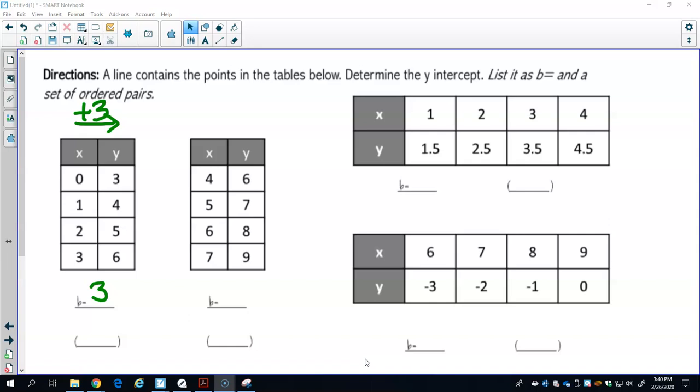And then if I write the coordinates of that, it's going to be (0, 3), because my y value is 3 when x is 0. If we look at the second table, same thing. We're looking at the change from x to y. We're going to have a plus 2 relationship, because 4 plus 2 is 6. So that means my y-intercept is 2, and the coordinates are (0, 2).